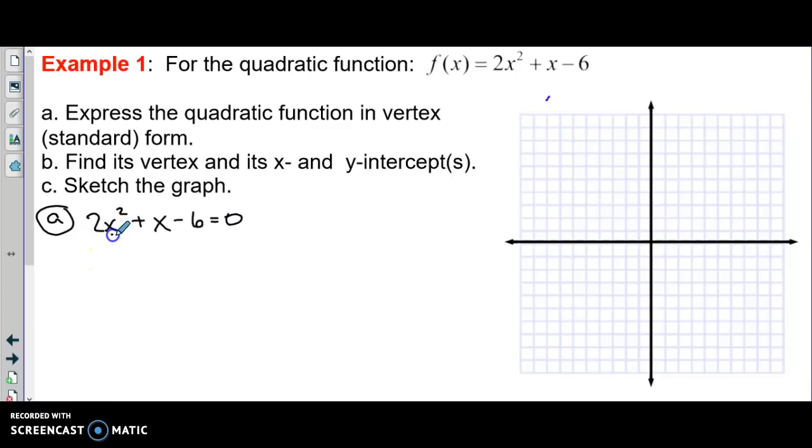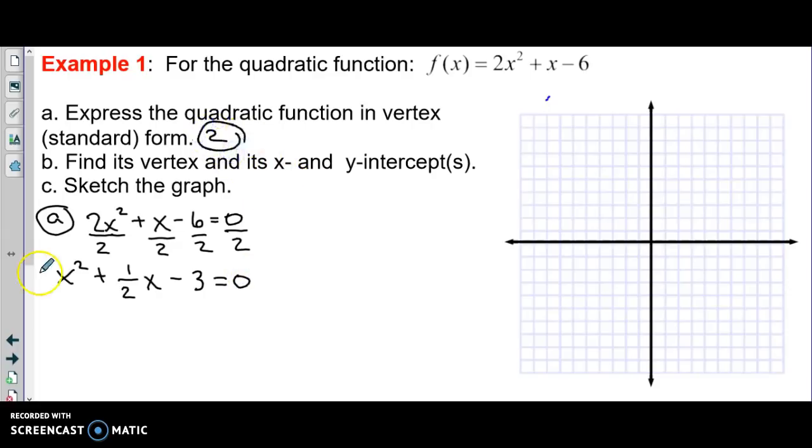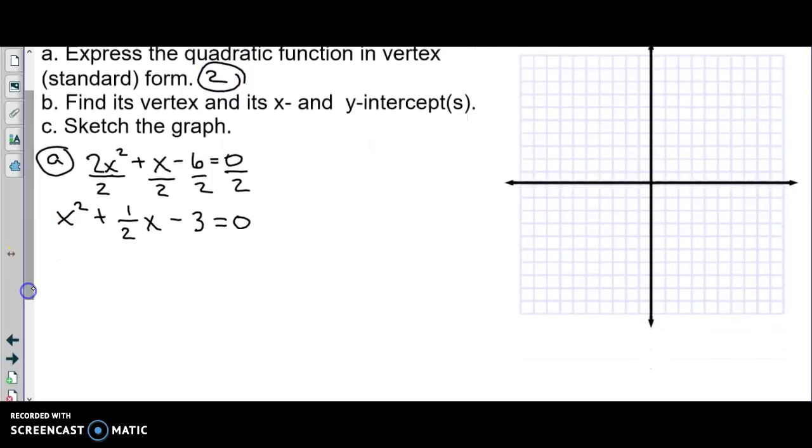If we remember, we're going to have to divide each part by 2, simply because we don't want our a value to be greater than 1. So I'm going to divide by 2. That gives me x squared plus 1 over 2 x minus 3 equals 0. I'm going to put the 2 up here in a circle, simply because I'm going to need it later on at the end of the equation. So at this point, I'm going to complete the square. I get x squared plus a half x plus a placeholder, equals, I'm going to move the 3 over, and I get 3 plus another placeholder.